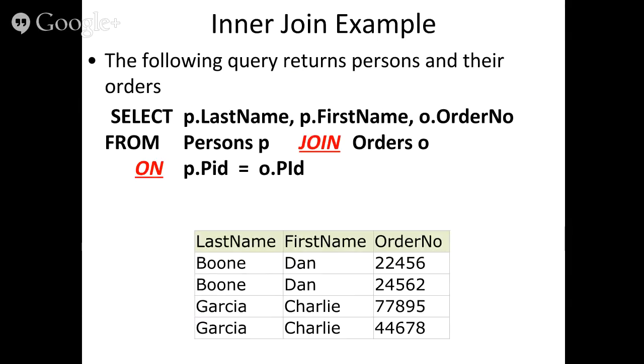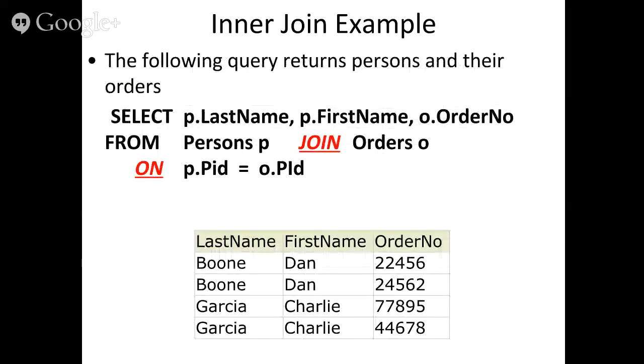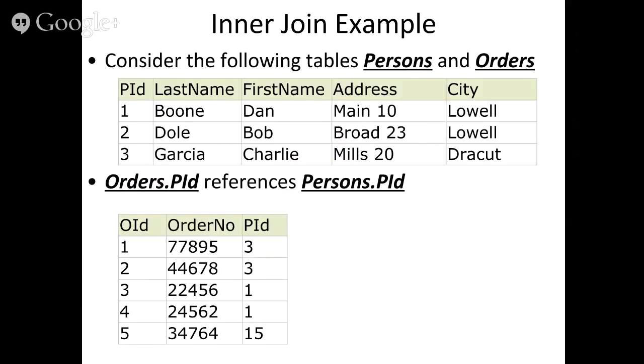All right, so we're joining. If we did not have the join, then we would have something like: select person last name, first name, and the order number from person P, comma, orders O, with no join, right? We would have come back with 3 times 5, 15 records. That's what it would have come back to be, right?